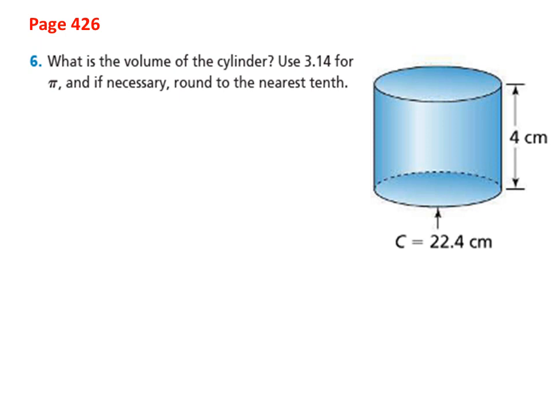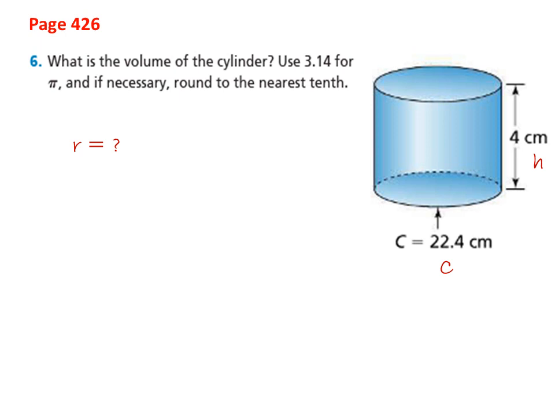Look at this cylinder. We must determine what these numbers are. For example, 22.4. Yes, this is C, of course the circumference of the circle. And the 4 is the height. But where is the radius length? We don't have the radius length. So the first step, we must find the radius length.